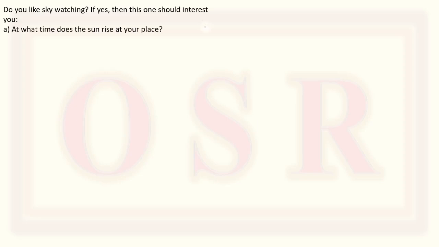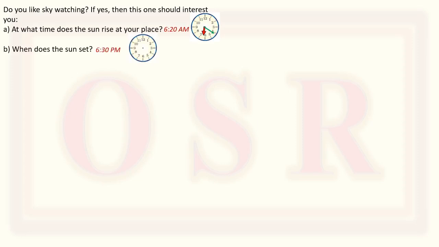Do you like sky watching? If yes, then this one should interest you. At what time does the sun rise at your place? Now it would be dependent on the day of the year, right? So right now maybe at 6:20 am. When does the sun set? Again it's dependent on which month of the year, which day of the year. So right now it can be 6:30 p.m.